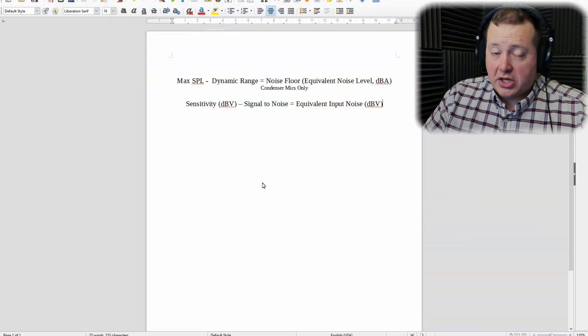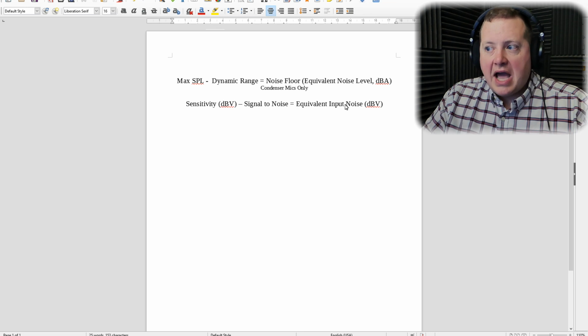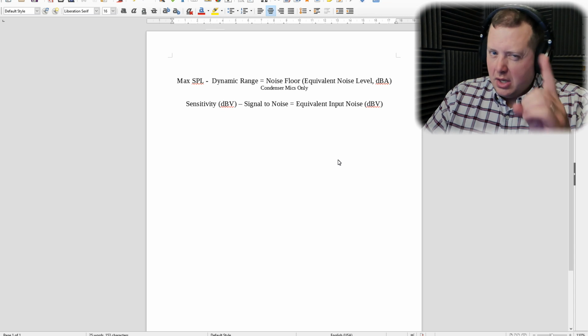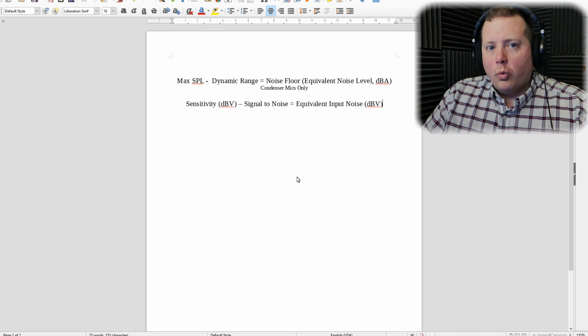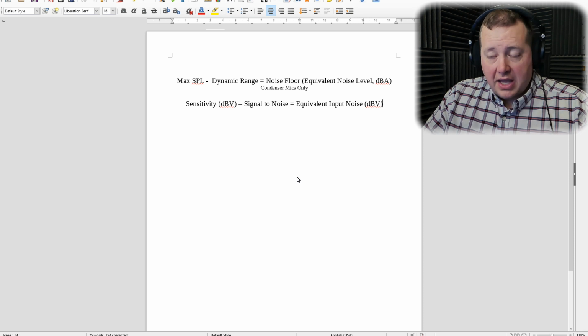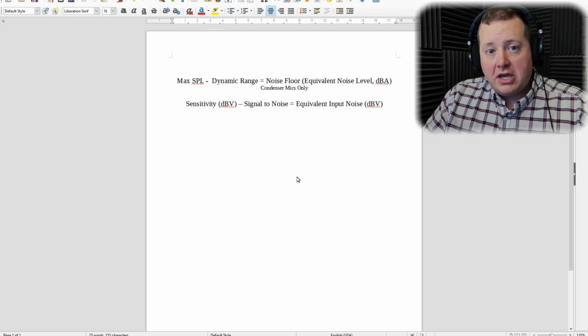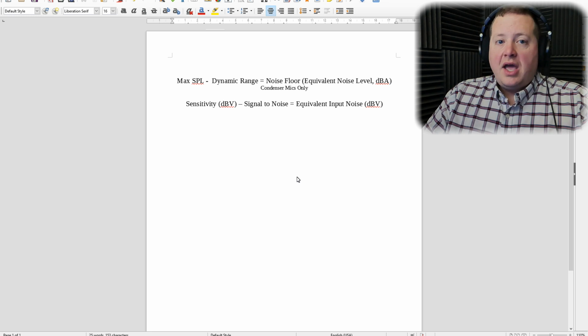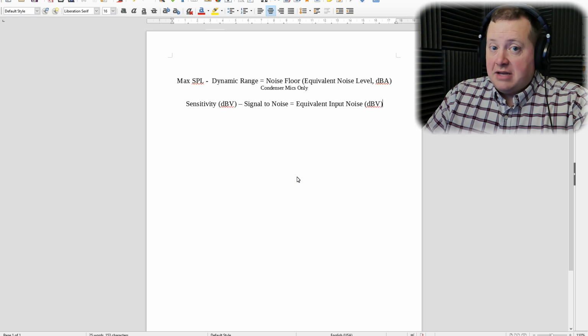The second formula we're going to go over affects all microphones, and that is sensitivity in decibel voltage minus the signal to noise ratio equals EIN, or equivalent input noise. Let me go over what EIN is. In the world of digital audio, 1 volt is what is basically produced at 0 dB of level. And in case you didn't know, line level in the professional world is plus 4 dB, or 1.228 volts, and consumer line level is negative 10 dB, or 316 millivolts.